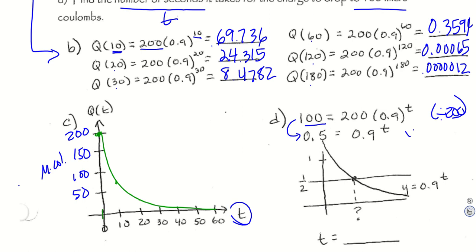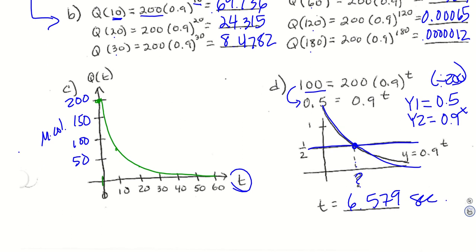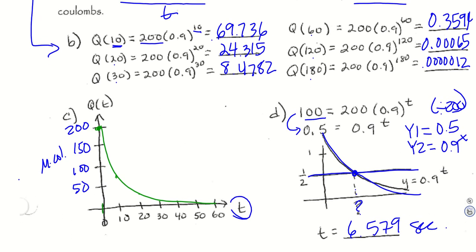So we're going to go to our calculator, and for Y1, we're going to enter 0.5. For Y2, we're going to enter the exponential function 0.9 to the X. So we graph those. We're looking for the intersection point. Use that intersect feature on your calculator, and we get 6.579 seconds. So that's just a little bit more on exponential functions, focused on limits and horizontal asymptotes, otherwise pretty much using what we've done before.